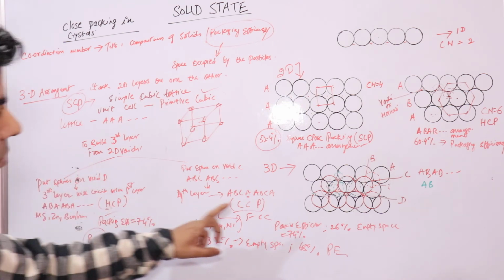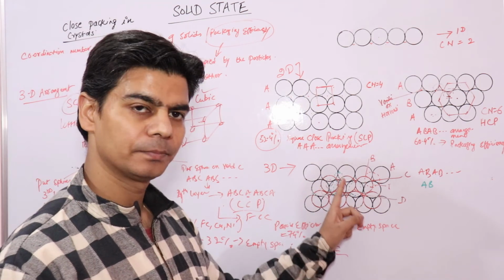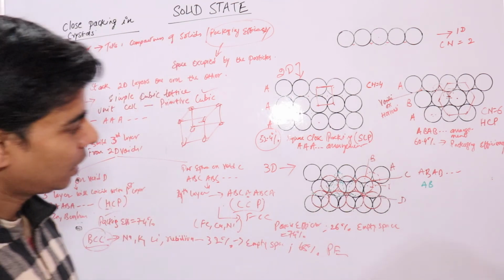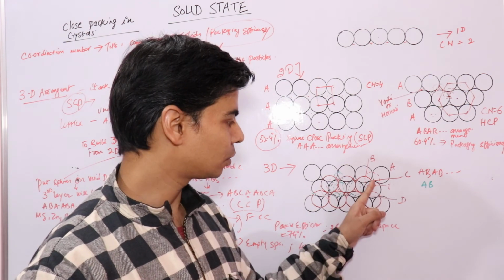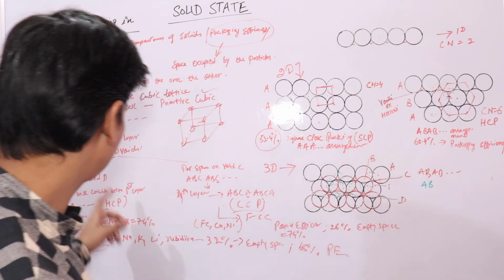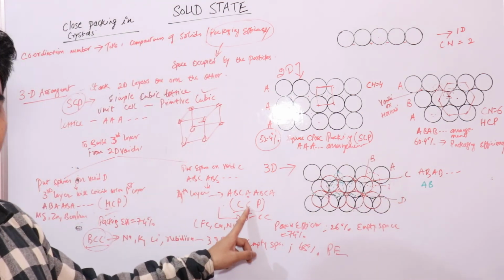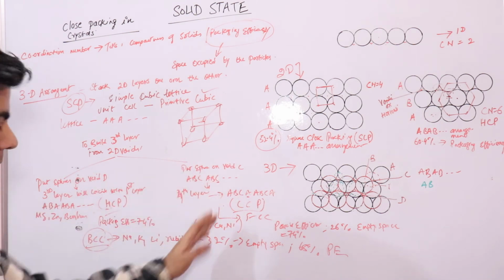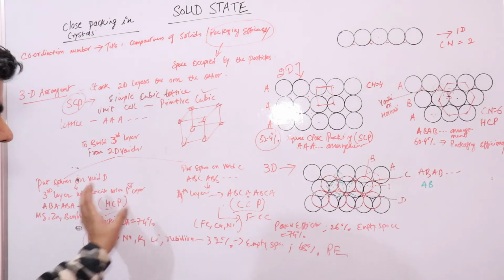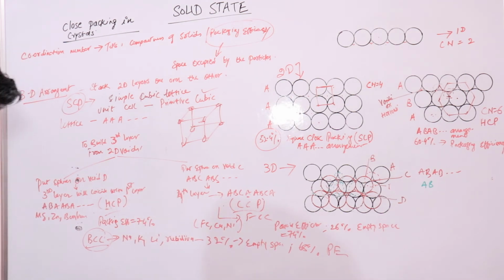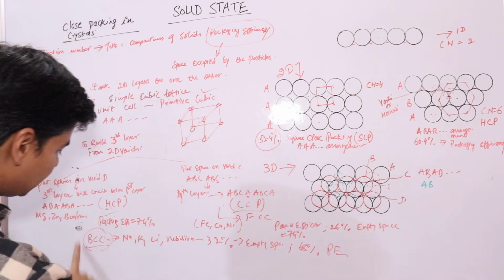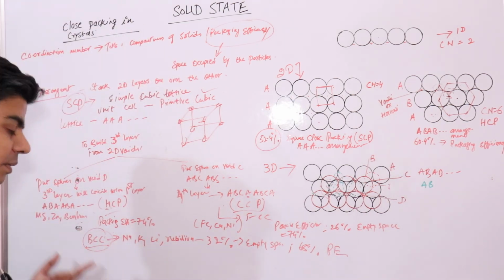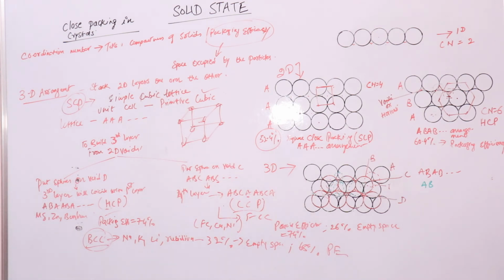This is the second layer that we have built. Now if we want to build the third layer, I can put the spheres onto these voids, which are voids of the second layer, or onto these voids, which are voids of the first layer. So again I get two kinds of structures, HCP and CCP. Both are efficient ways of packaging, with the same packaging efficiency in both cases, 74%. Whereas there is a third type of arrangement, BCC, that has less packaging efficiency and more empty space.